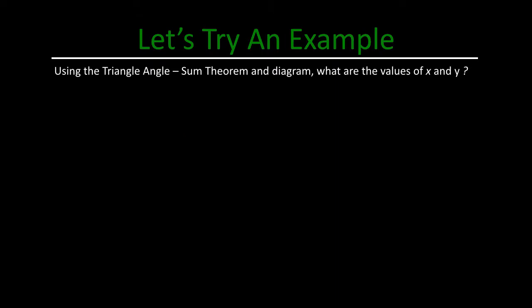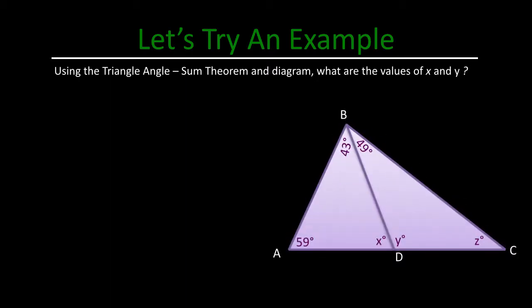Okay, so let's try an example together. Using the triangle angle sum theorem and diagram, what are the values of x and y? We have our triangle ABC, which is broken into triangle ABD and triangle BDC. We want to figure out which variable we should solve first. So from the diagram, we know two angle measures in triangle ABD, which is 59 degrees and 43 degrees. And the third angle is labeled x. So let's use what we know about those angle measures in a triangle to solve for x first.